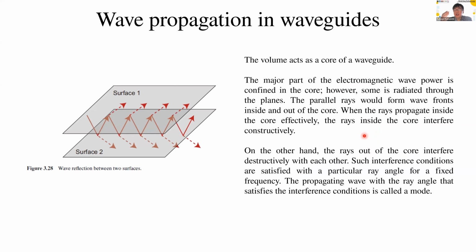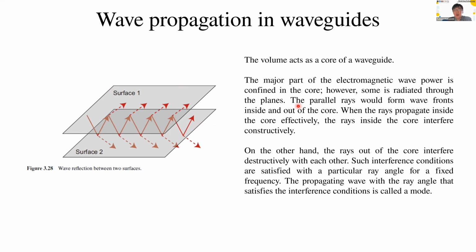In last week's lecture, I talked about reflection and refraction. Wave propagation in the waveguide can be described by the combination of reflection and refraction. And the volume between the surfaces acts as the core of the waveguide. The major part of the electric wave power would be confined in the core, but some is radiated through the planes. It would cause loss in the propagation.